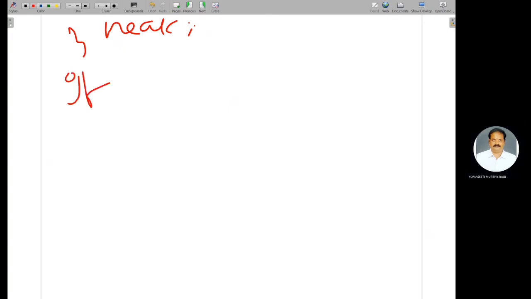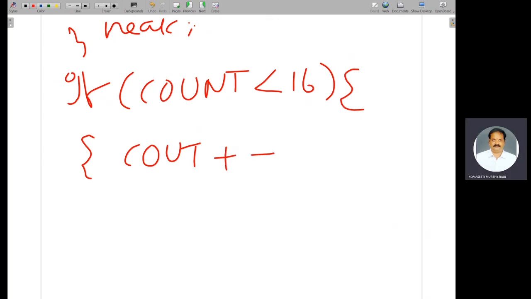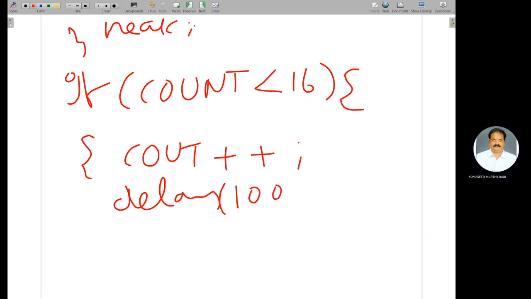If count is less than 16, that means 0 to 15. Count plus plus: count 0 displays 0, less than 16. Next, count plus plus, that means 1, less than 16, for the 1 display. Then 2, less than 16, the second number displays, like that. Count is incremented. Delay 1000 milliseconds and the curly bracket is closed.